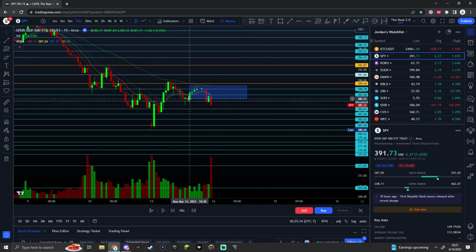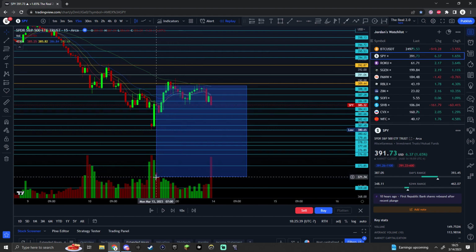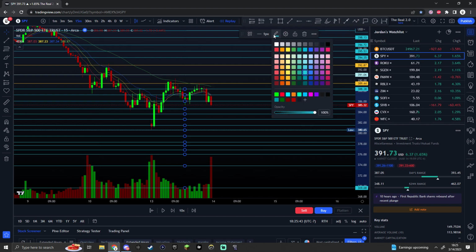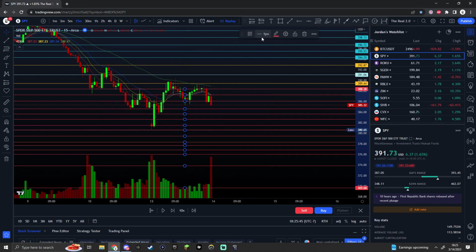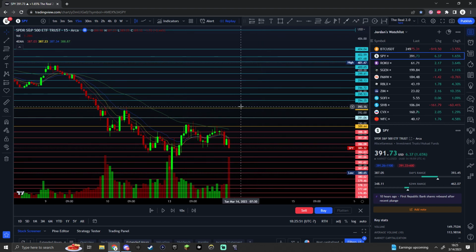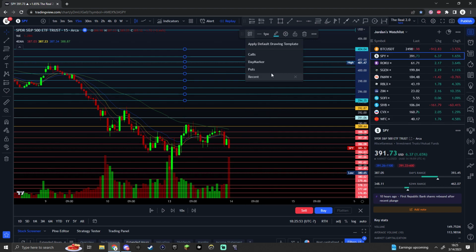So what I do is hold down Control and then left click and drag all these, and then I have them preset. You can make them whatever color you want, but I usually have them as that red. And then I keep the calls as blue. So pretty much I could change it.